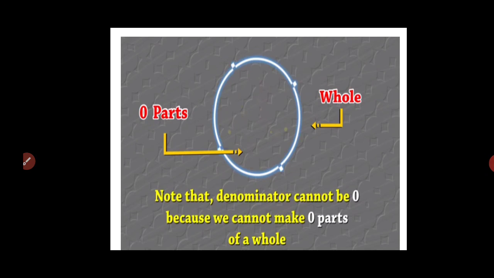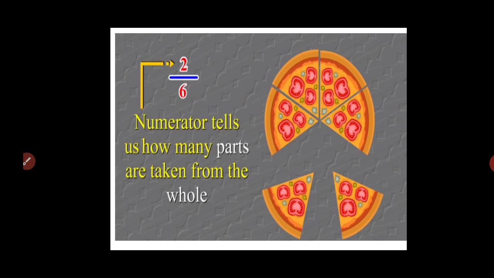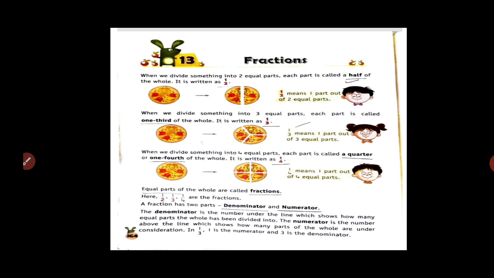Children, one important point. Note that the denominator can never be 0 because we cannot make 0 parts of a whole, right? So children, a fraction basically expresses a part of a whole, right? The number above the line is called the numerator and the number below the line is called the denominator. Now let us understand this concept from your book Maths S1, page 164.